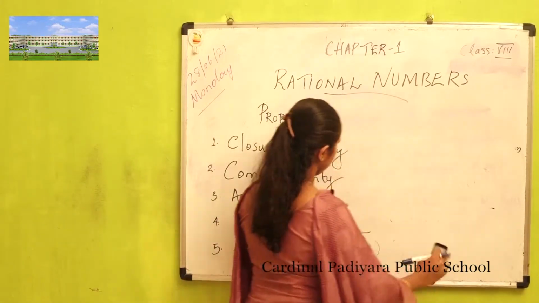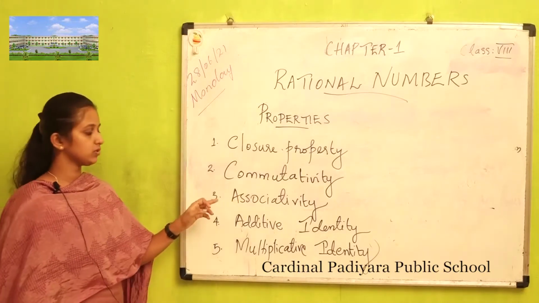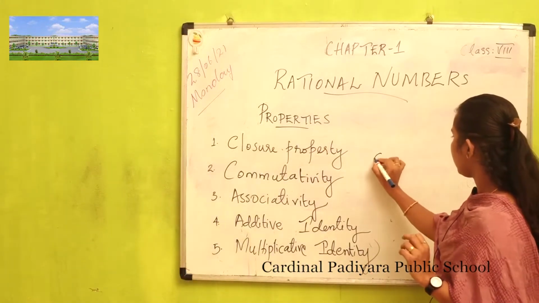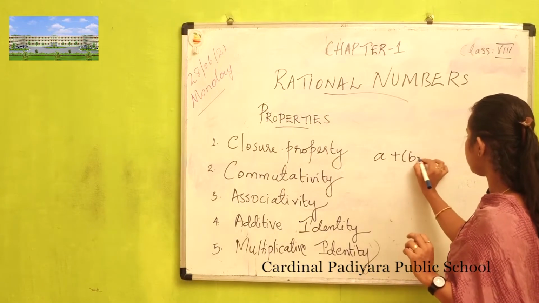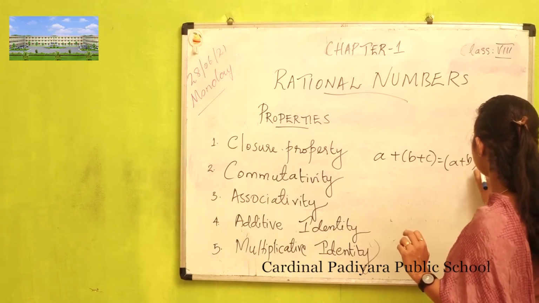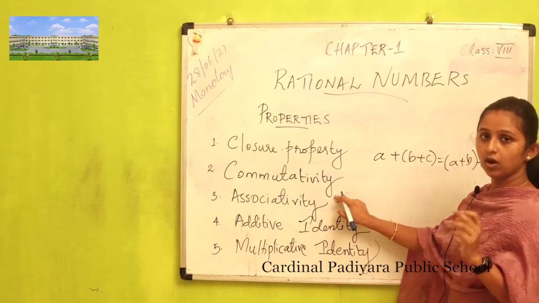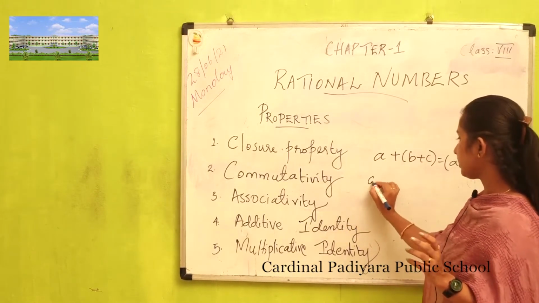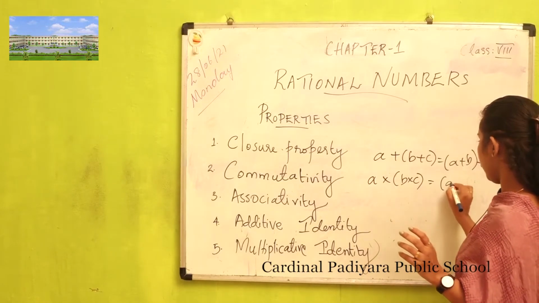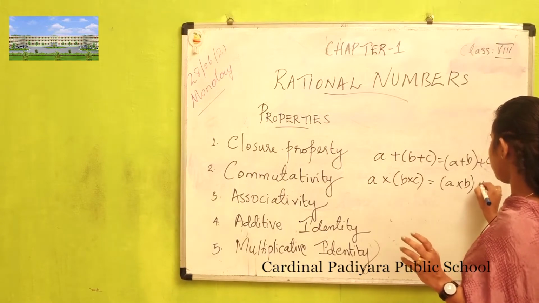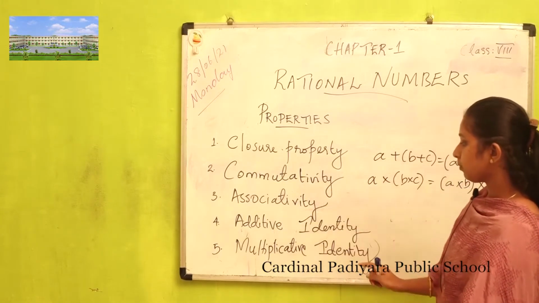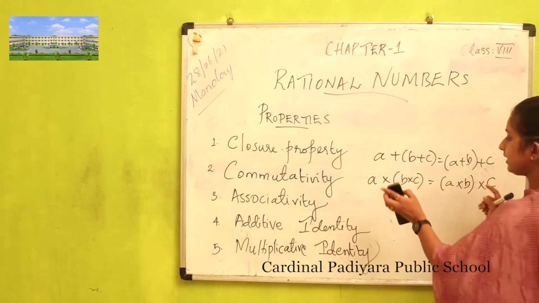And we have studied associativity. Associativity is that a plus b plus c can be written as a plus b plus c, grouped differently, and the associativity holds for multiplication also. That is, a into b into c can be written as a into b into c, grouped differently. This we have already studied, associativity. Now the fourth property is additive identity.